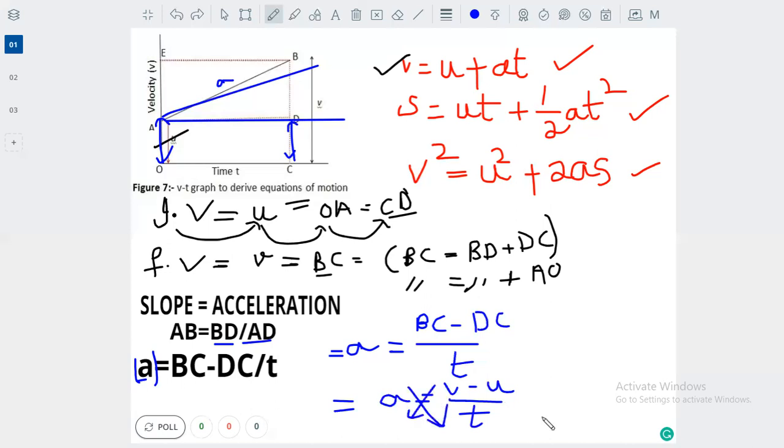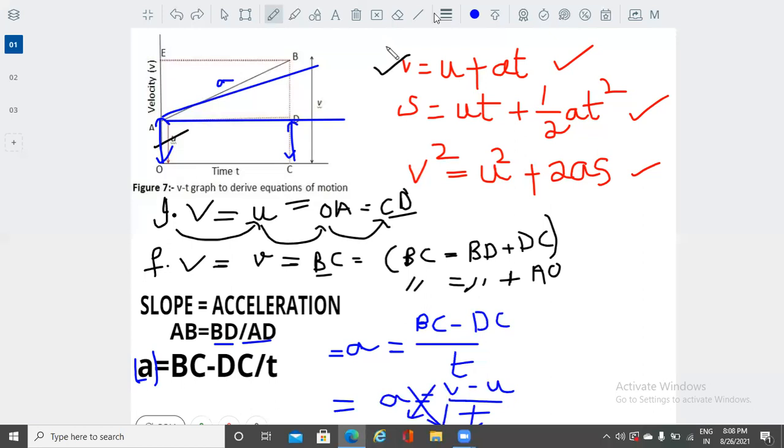Let me clear this equation, because it's already done now. So let me clear that. Okay, no queries regarding that. So what you need to do, there's nothing in this. I'll just show you it.